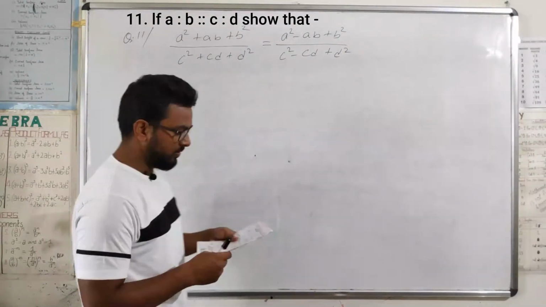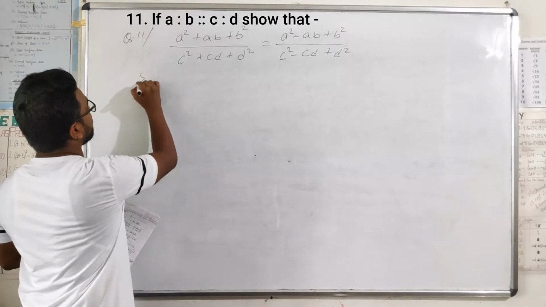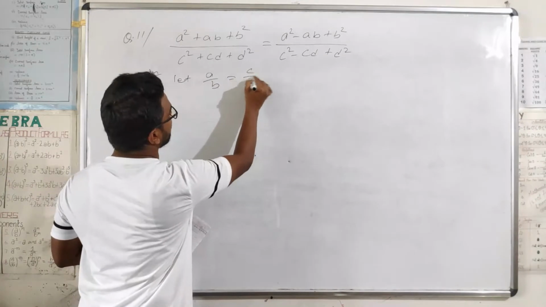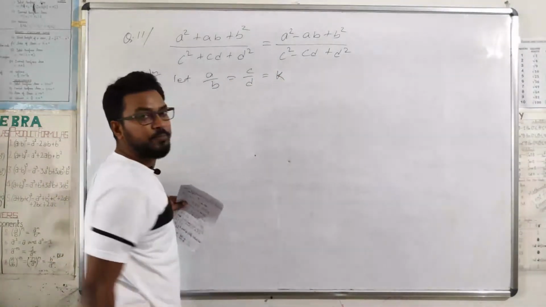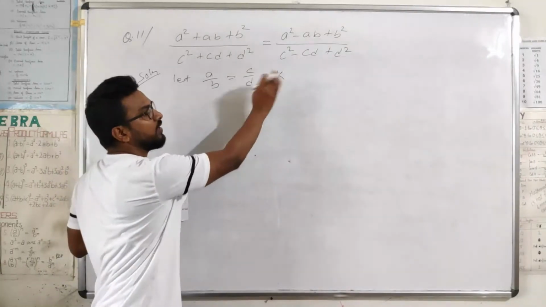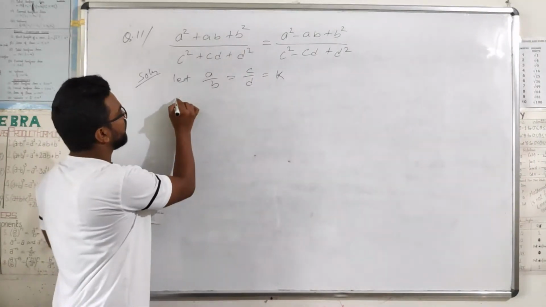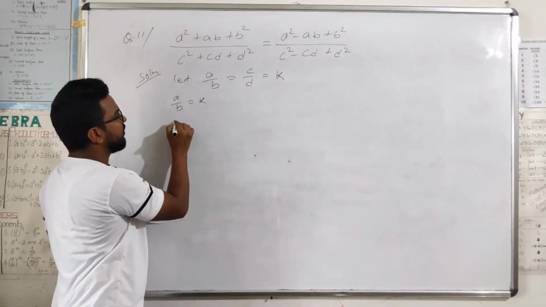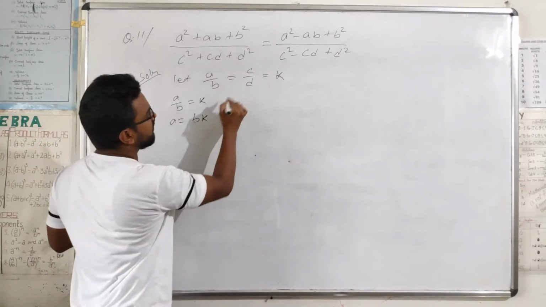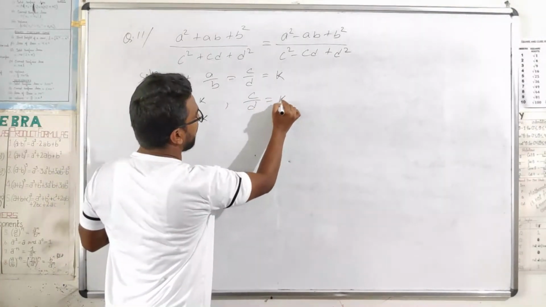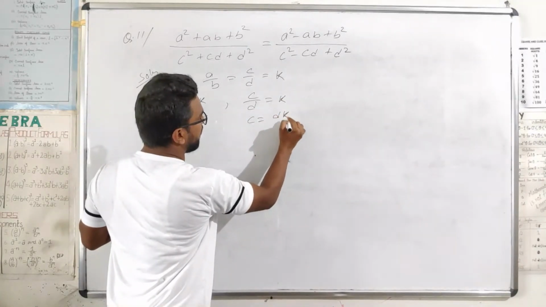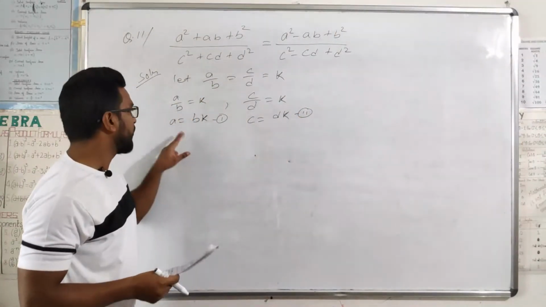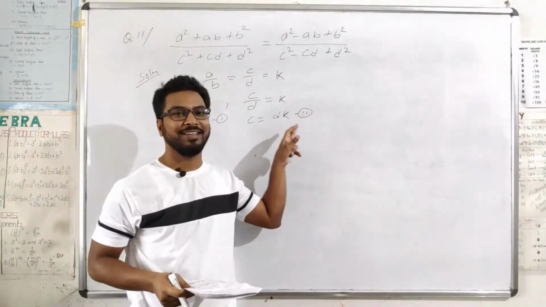Okay, so let's start. Let a ratio b, which is proportional to c ratio d, be k. Let's assume these two are constant. So we'll compare a by b equals k. If you take this b to the other side, it will become a equals bk. Similarly, if you compare c by d with k, c will become dk. This is 1, this is 2. We got the value of a equals bk and the value of c is dk.